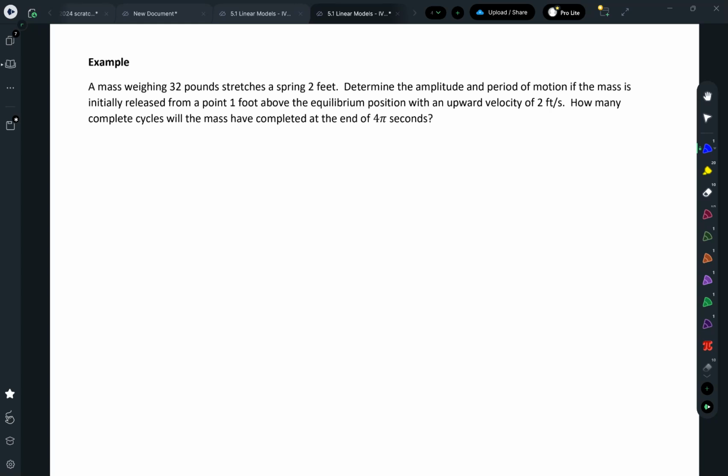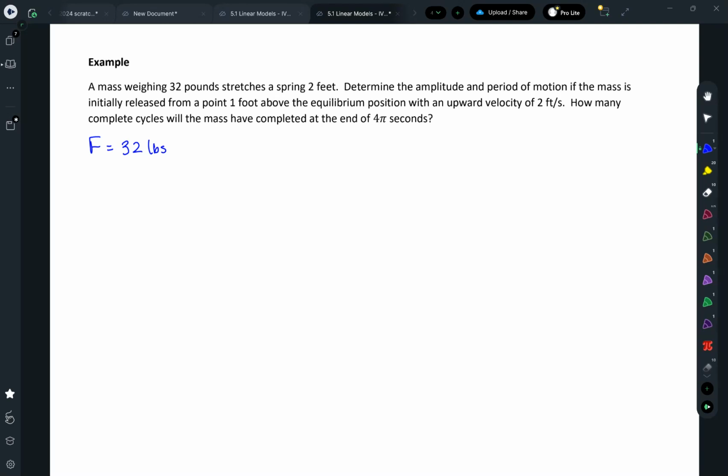All right, in here, a mass weighing 32 pounds stretches a spring 2 feet. Before I go any further, I want to write down the information that I was just given. Okay, we are told that the mass weighs 32 pounds. That's the force. Okay, a mass is either in slugs or it is in kilograms. It is not going to be in pounds. And that's something you're going to have to get used to.